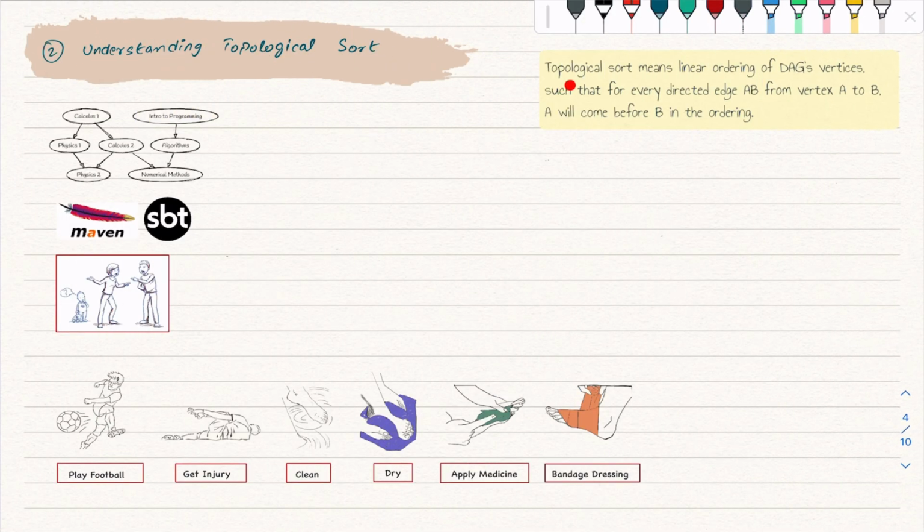Alright, now let's see what is topological sort. Topological sort means a linear ordering of a DAG's vertices such that for every directed edge AB from vertex A to B, A will come before B in the ordering. What does it mean? In simple words, let's suppose there is a graph, A to B, B to C, and B to D. This graph should be directed, meaning all edges should be directed. It should be acyclic, meaning there shouldn't be any cycle.